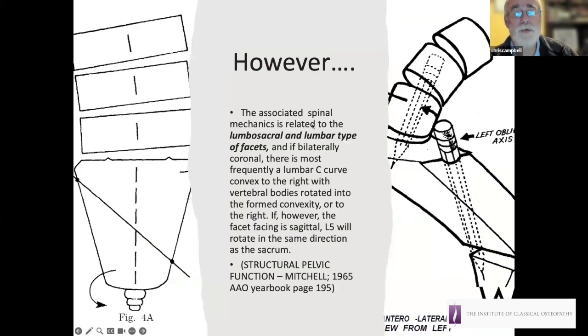And what he says, and this again comes into halfway explaining this difference in right and left and what happens in that common pattern that Wernham is talking about, is that it's related to the lumbosacral and lumbar type facets. If bilaterally coronal, that is coronal, there will frequently be a C curve convex to the right with the vertebral bodies rotated to the former convexity, or to the right. If they are sagittal, L5 will rotate in the same direction as the sacrum.